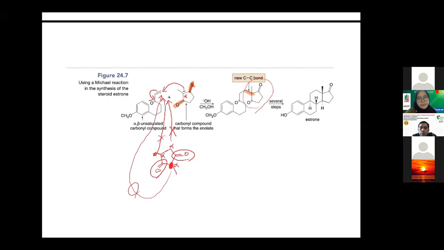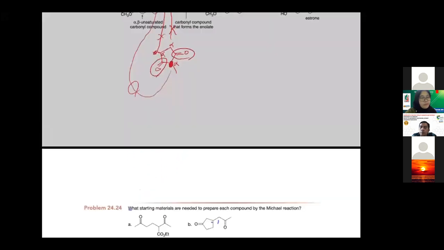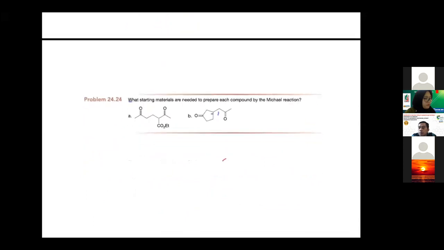Next, also the problem: the starting material needs to be prepared for each compound by making a reaction. That's how to synthesize this compound A and B using the Michael reaction. We have to find out both compounds, which enolate and which Michael acceptor we can use to make this compound. So at first, A.